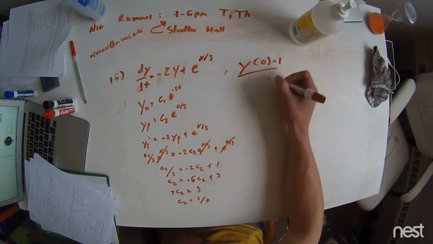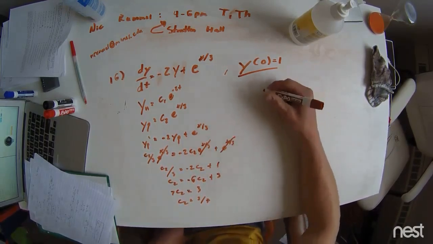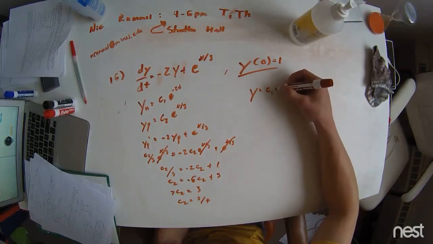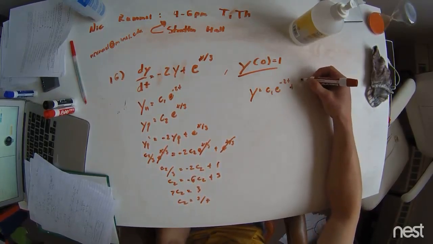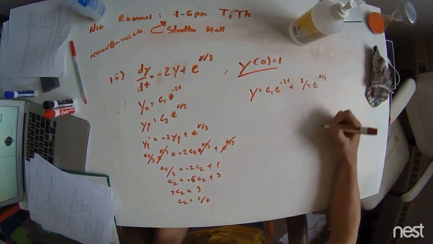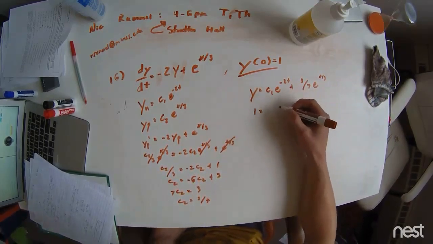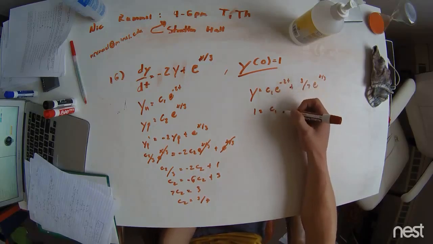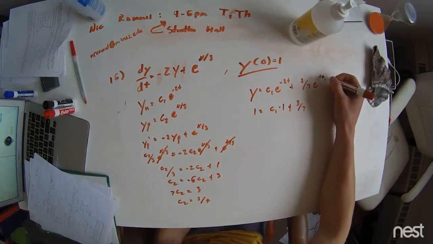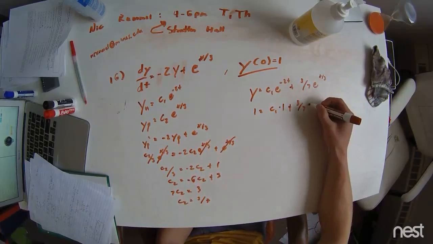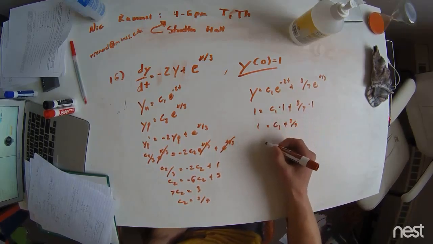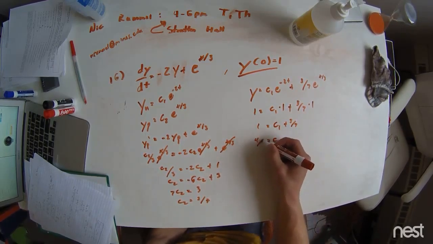All right, now we have to consider our initial condition, which we haven't done in the previous problems up to this point. So we have y equals the homogeneous, which is c1 e to the negative 2t, plus this 3/7 e to the t over 3. And we substitute in, and we get 1 equals c1 e to the negative 2 times 0. Anything to the 0 is equal to 1, plus 3/7 times e to the 0 divided by 3, which is still e to the 0, which goes to 1. So then we get c1 plus 3/7 equals 1, which means that c1 is equal to 4/7.